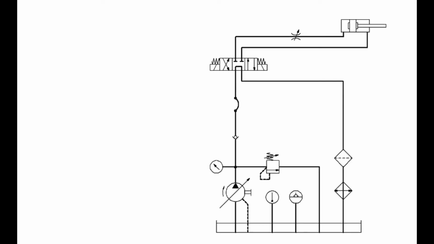We must now focus on the functional group energy conversion by consumer. They convert hydraulic energy into mechanical energy. This function is performed by the hydraulic cylinders or hydraulic motors. Our example contains just one of these components, the hydraulic cylinder.